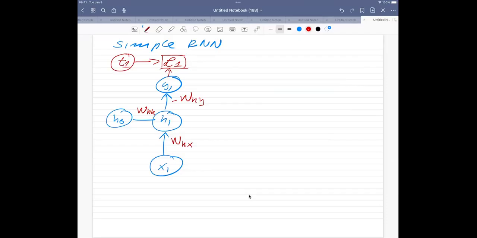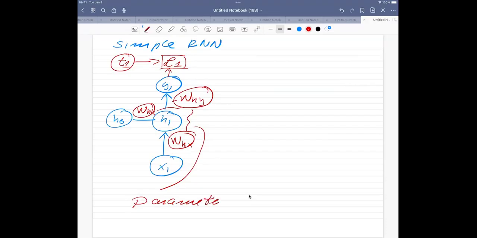So the terms which you have here, let's just circle them in here. These are parameters. So this one, these are our parameters to be trained. We can obviously change these parameters from layer to layer, but now we're just going to keep them by the label W with a subscript HH, HX, or HY.